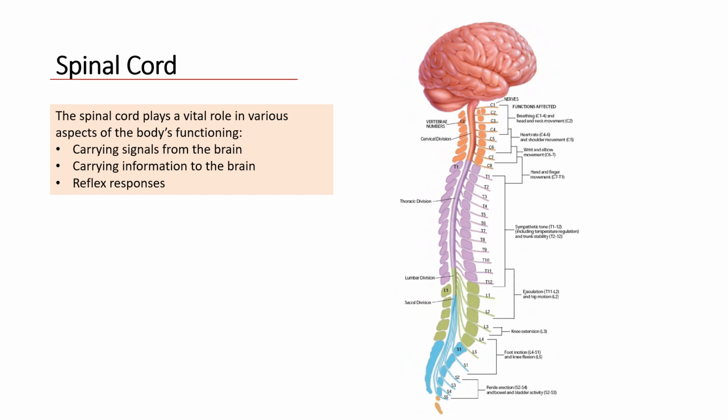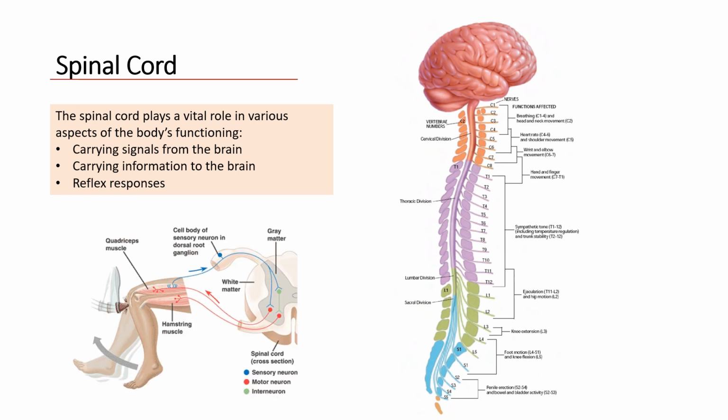So the spinal cord may also act independently of the brain in conducting motor reflexes, and one example is the patellar reflex or the knee jerk reflex, which causes a person's knee to involuntarily jerk when tapped in a certain spot.